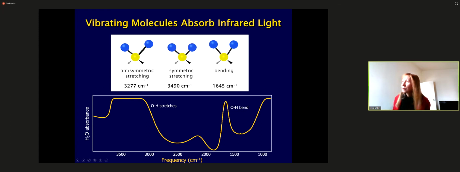So if you were to put infrared light into water, you're going to get absorptions at each one of these frequencies. And so this is an infrared absorption spectrum of water, where you can see these two OH stretches are right here creating this peak, and this OH bend is right here creating this peak. And so because of that, every bond in a molecule can actually be a fingerprint using infrared spectroscopy.